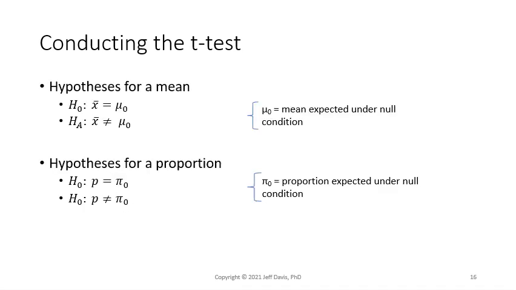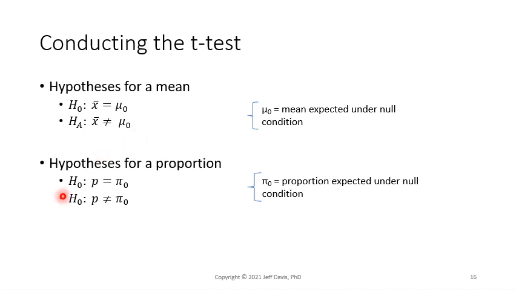So the hypotheses for the t-test look like this. This is for the single sample case, in the case of the mean. The null hypothesis states that the mean from your sample is equal to the expected mean under the null condition. The alternative hypothesis states that the mean is not equal to the null.